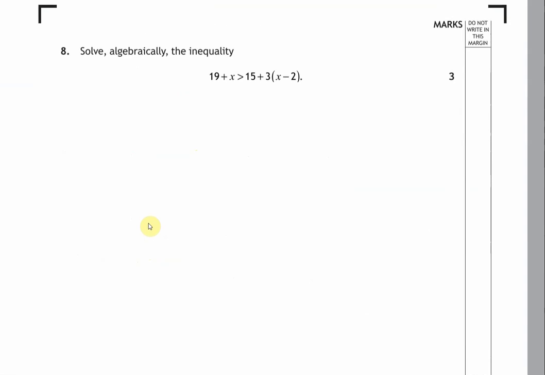Now question 8 is we need to solve algebraically this inequality. An inequality is the exact same as a general algebraic equation. A lot of my students seem to struggle when they see the inequality, but an inequality is simply a range instead of a definitive answer.